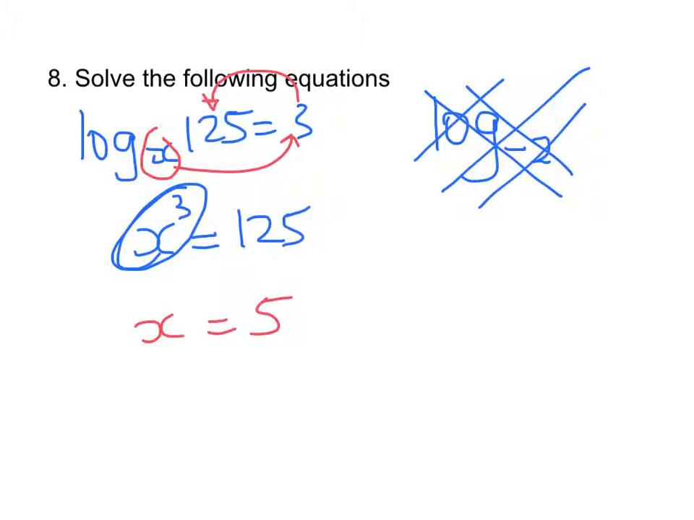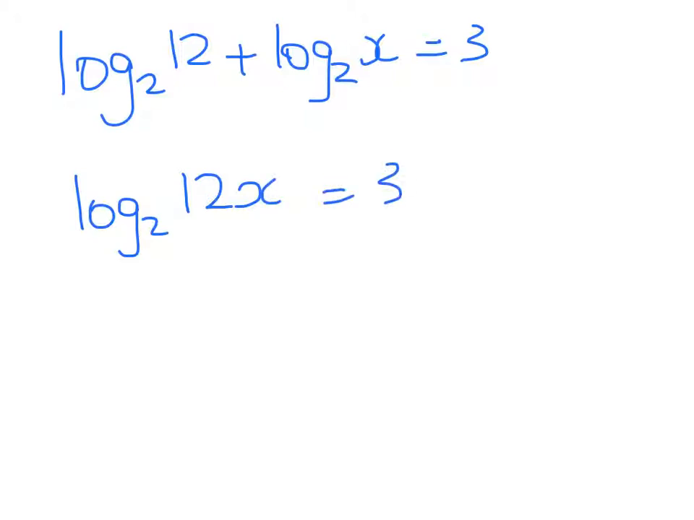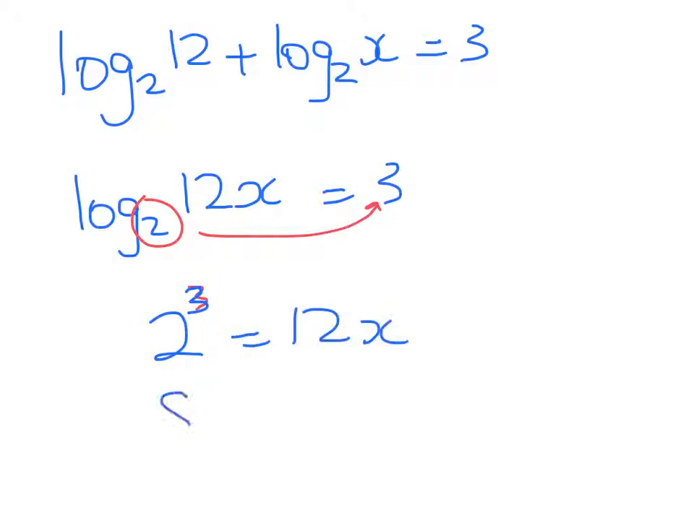And then our very last question on the next slide is, right, log to base 2 of 12 plus log to base 2 of x is equal to 3. So we can rewrite the left-hand side as the log to base 2 of 12x equals 3. And now we're going to get 2 cubed equals 12x. So 8 equals 12x. X is equal to 8 over 12, which is 2/3.